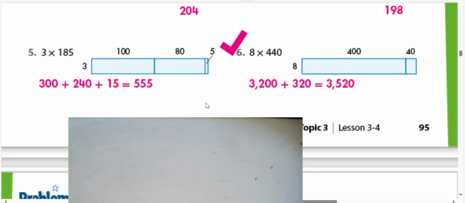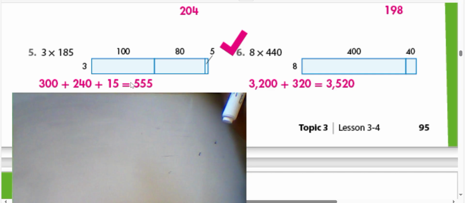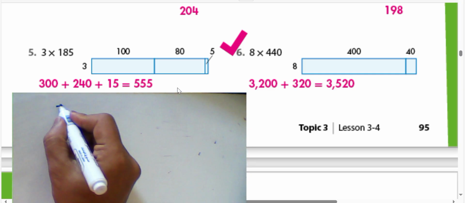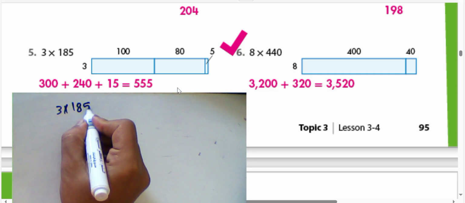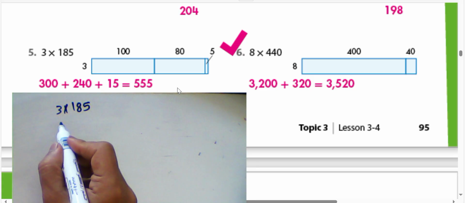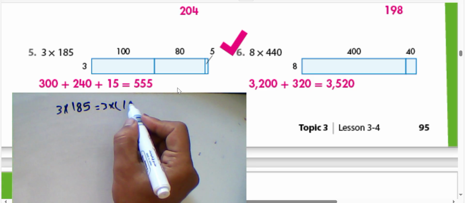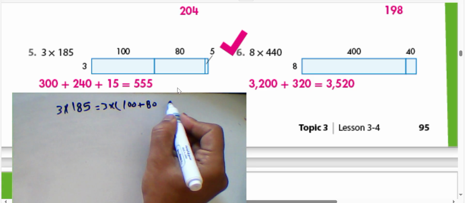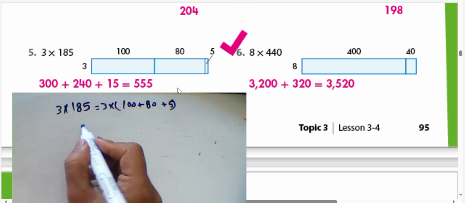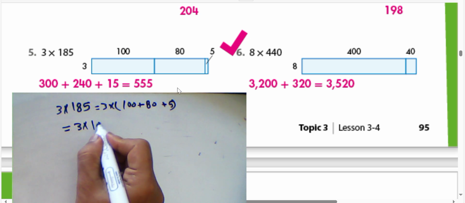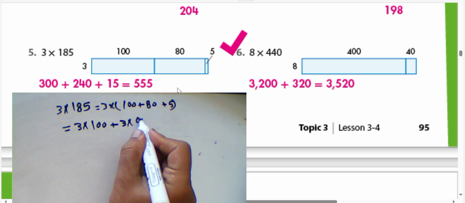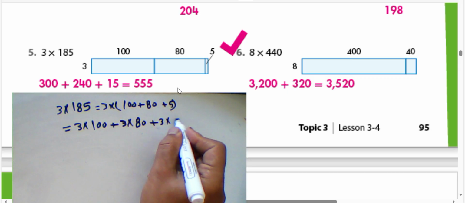Next question, 3 times 185. Using the distributive property, we multiply by 185. Write 3 times 100 plus 80 plus 5. Then we can write 3 times 100 plus 3 times 80 plus 3 times 5.